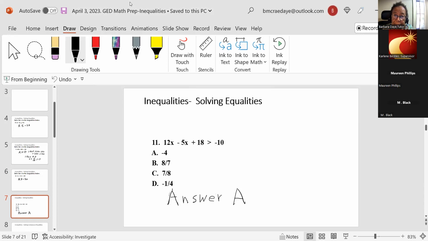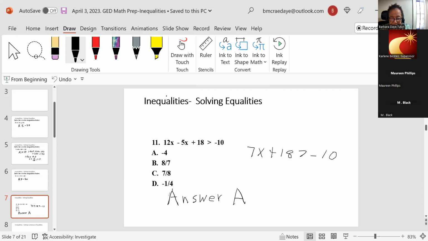I was gonna say, can we just work this one, miss? Can you please write it out on the right side? Okay, here's what we did. 12x minus 5x, we got 7x. You understand that part, right? Yes. Okay, so 7x plus 18 greater than minus 10.